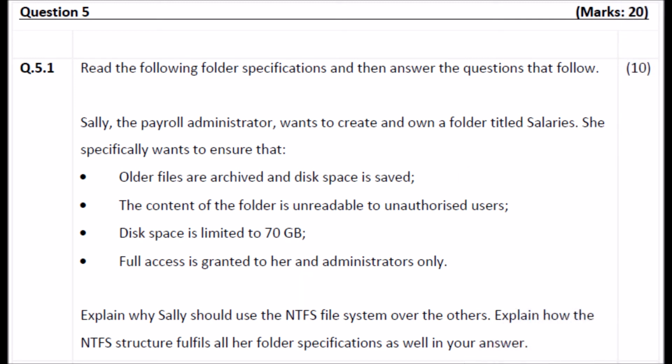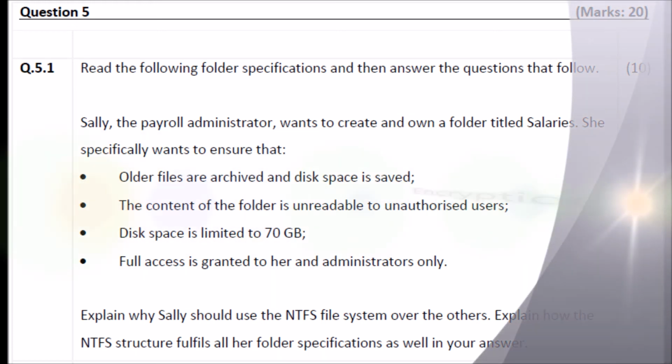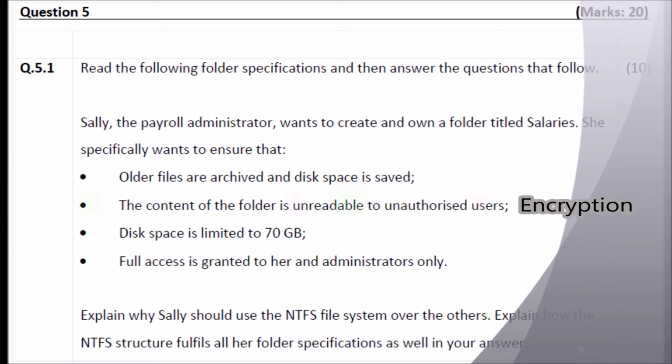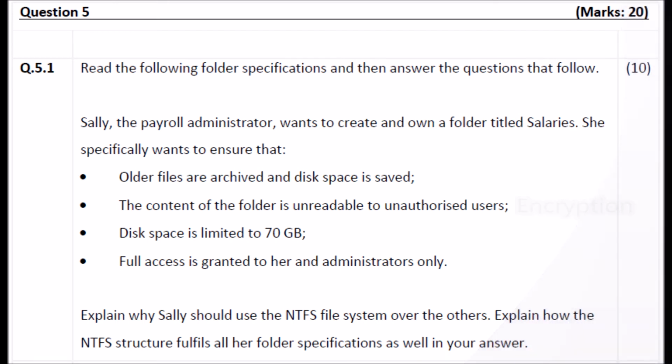And then the other thing that you're also looking at is the second one, which is the content of the folder is unreadable to unauthorized users. That's file and folder security. And you can also even argue encryption as well, because remember, when you encrypt something, you're scrambling data into a non-readable format. In order for you to read or access that format, you need to decrypt, which is descrambling. And then naturally you need to have distinctive keys, both public and private.